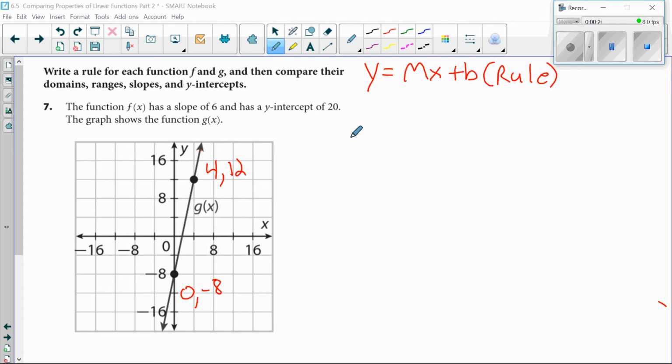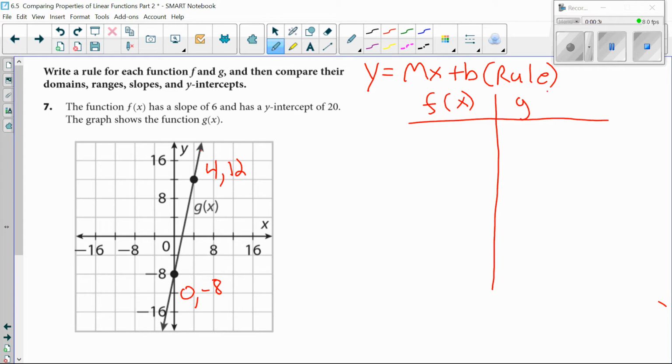So what I'm going to do is make a table. On one side of the table, I have f of x. On the other side, I have g of x. And what I want to do is write the rule, the domain, the range, the slope, and the y-intercept of each one, and then compare them. And I'm going to start with f of x.